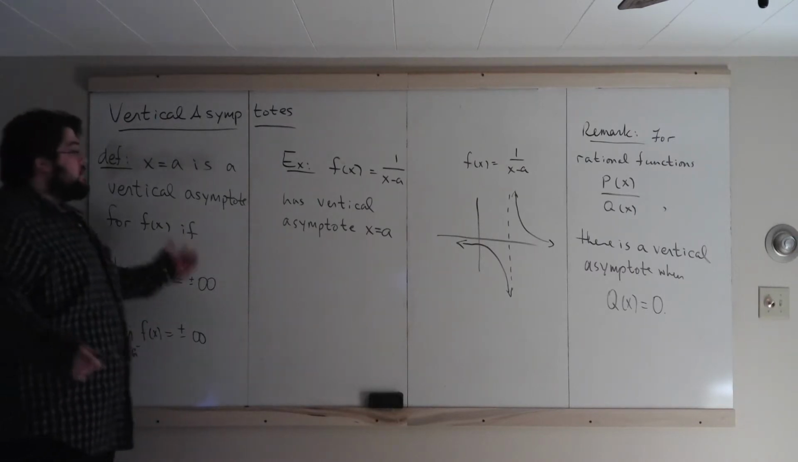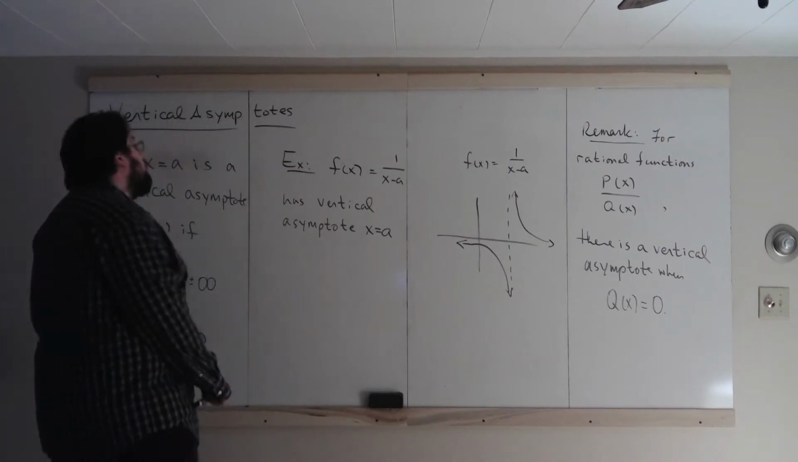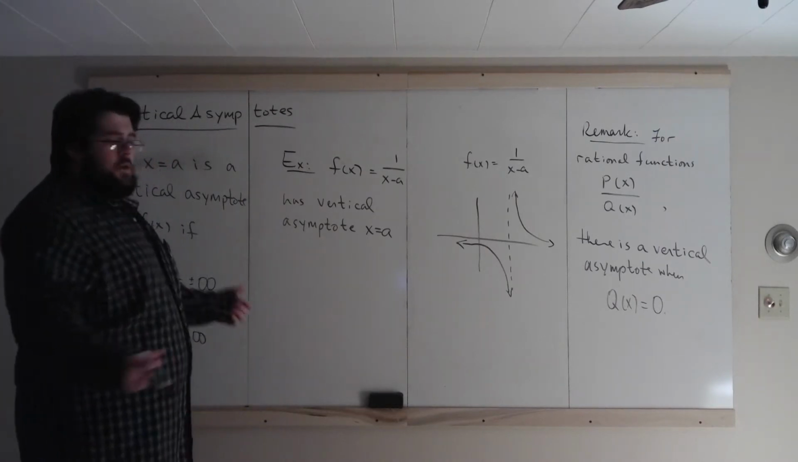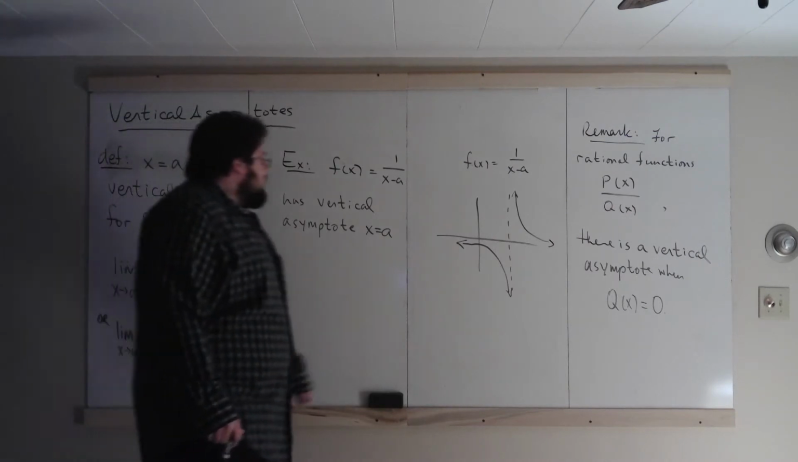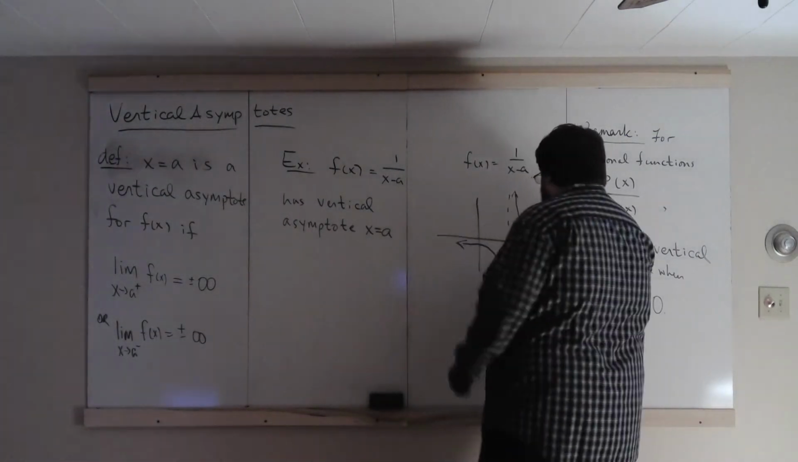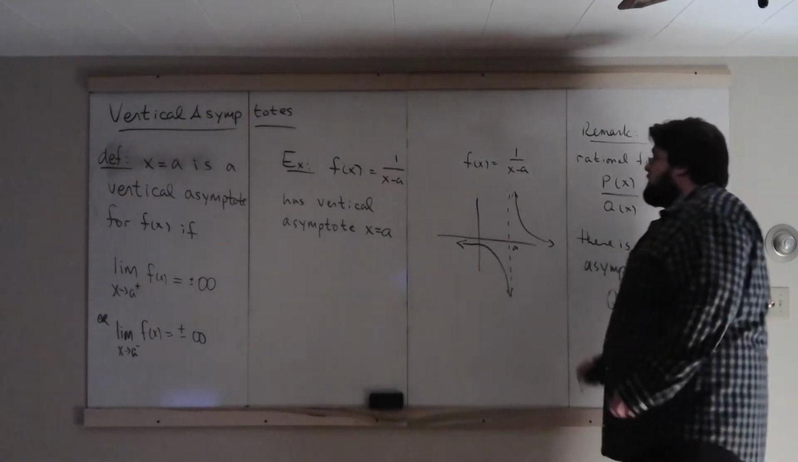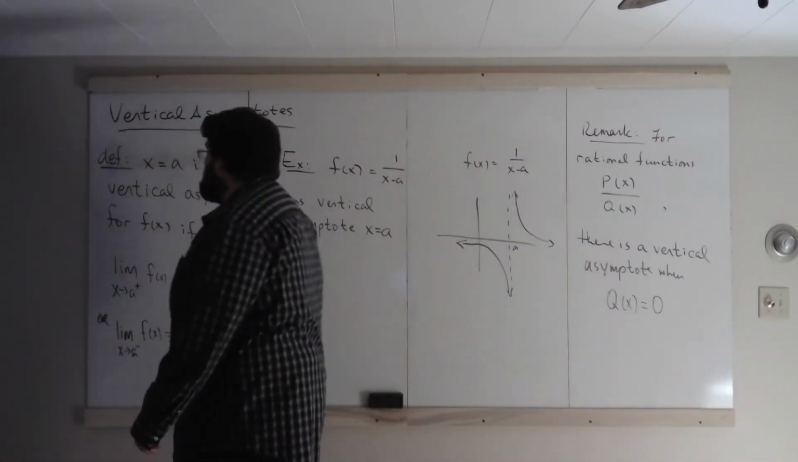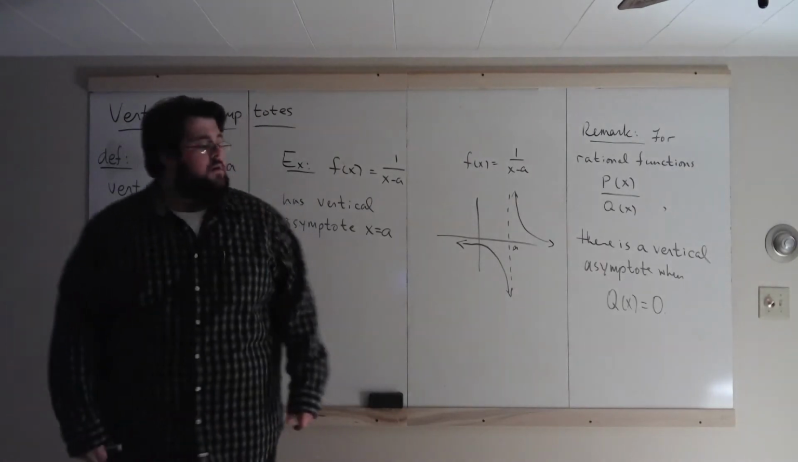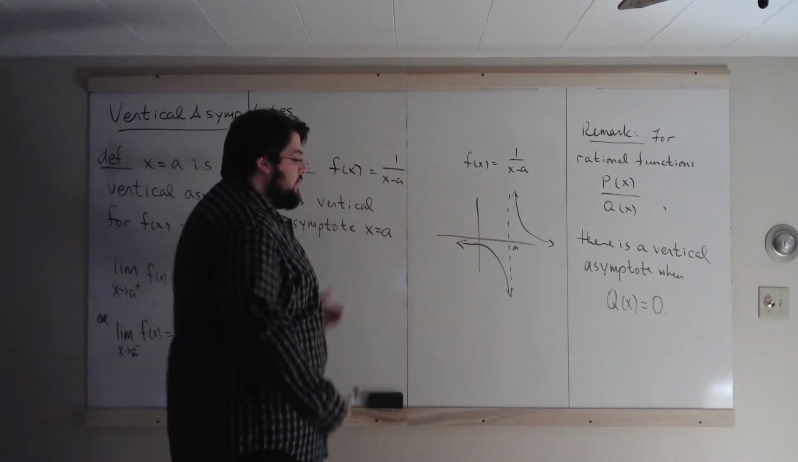As in this example, f of x equals 1 over x minus a. Well, we know how to graph that using a graph transformation, but that function has a vertical asymptote over here at x equals a. And you'll notice on the right of a, the limit is positive infinity, and on the left of a, this limit is negative infinity.